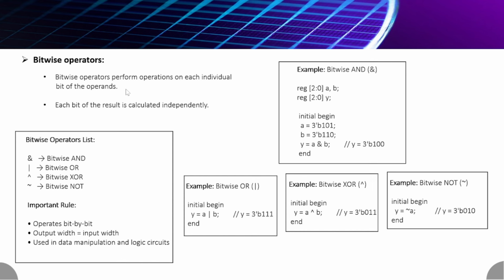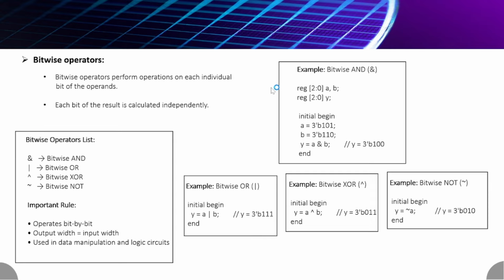Bitwise operators perform operations on each individual bit of the operands. Unlike logical operators, which treat the entire value as true or false, bitwise operators work bit by bit. This means each bit of the result is calculated independently. The main bitwise operators in Verilog are bitwise AND represented by ampersand, bitwise OR represented by single vertical bar, bitwise XOR represented by caret, and bitwise NOT represented by tilde. Let's understand with the examples.